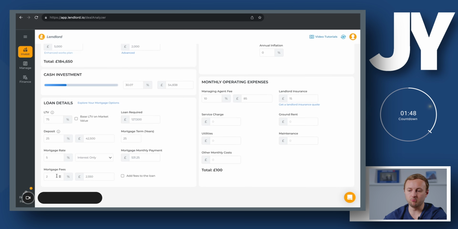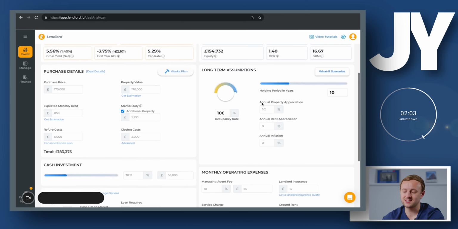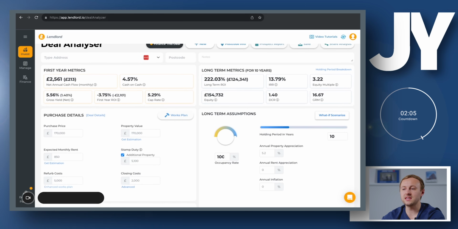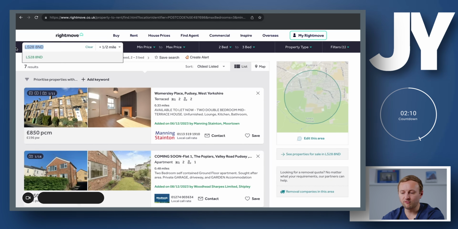at 54,838. And we're going to put mortgage fees in there at 1%. And we're going to add the fees to the loan, so it brings down our cash in the deal as well. Or it should do. There you go. And on this side, we've got everything. We've got annual inflation there, and we're going to base it on a 10-year formula. So the next thing we're going to do is look at the value of the property.